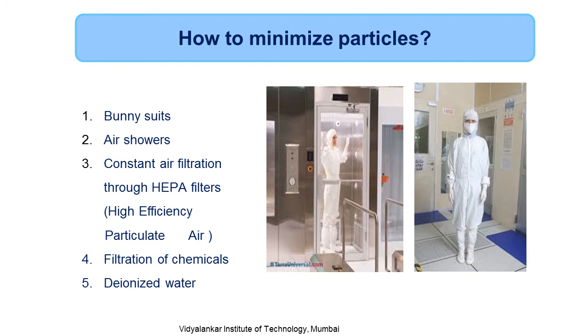Then the filtration of chemicals. Particles may be introduced to wafer surfaces during the chemical cleaning process. Filtration of chemicals is the normal process to minimize this contamination. And deionized water is used for cleaning of the wafers, and this water has a resistivity in the range of 17 to 18 mega ohms.